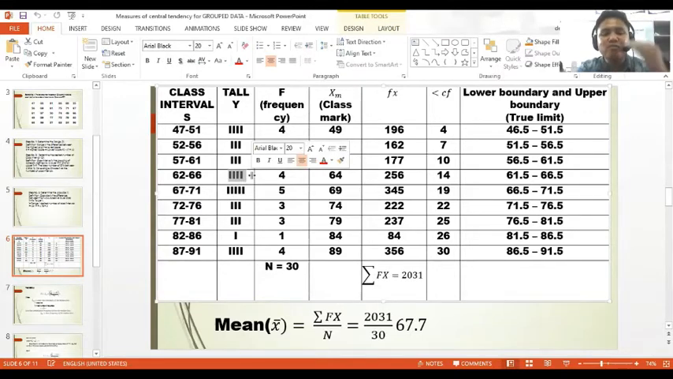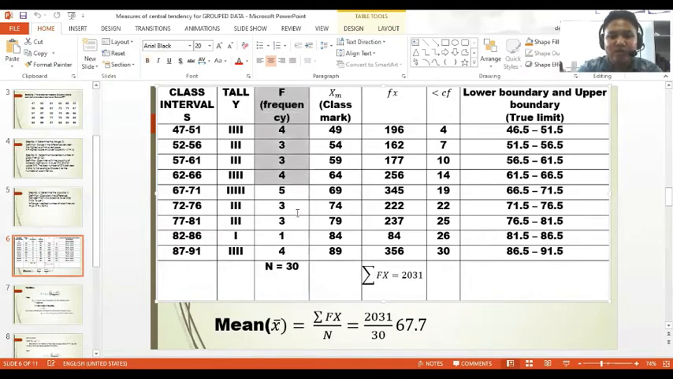Pag natapos mo na lahat yun, yun yung crucial dito, dapat tama yung pagtatali mo. Kasi pag mali yung pagtatali mo dito, magiging mali na yan. So, para ma-check mo kung tama talaga, ang purpose ng frequency din dito, para malaman mo kung tama, dapat kung ilan yung number of students or number of participants doon sa data na yon, dapat yun yung magiging result dito sa ilalim.